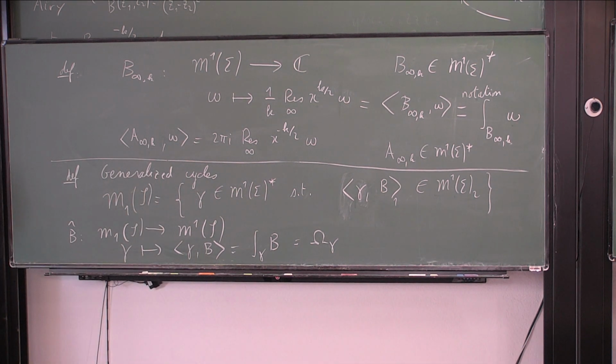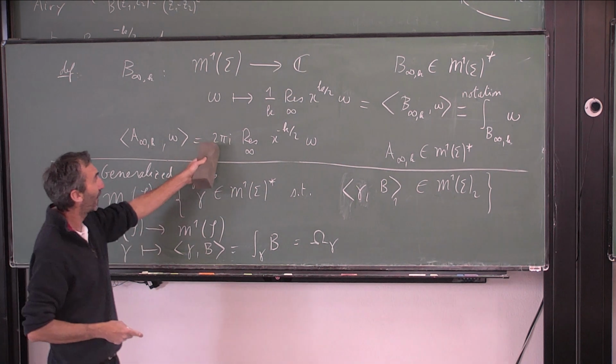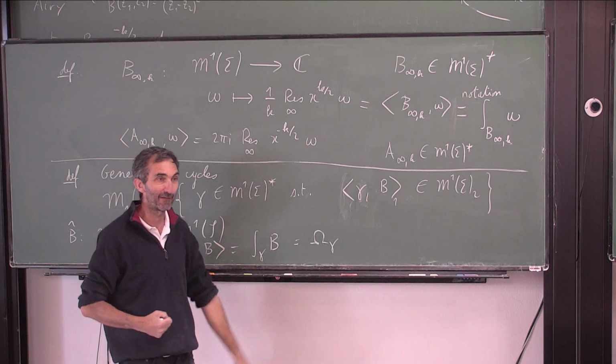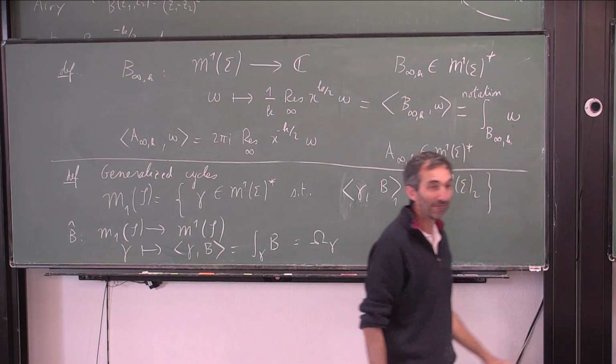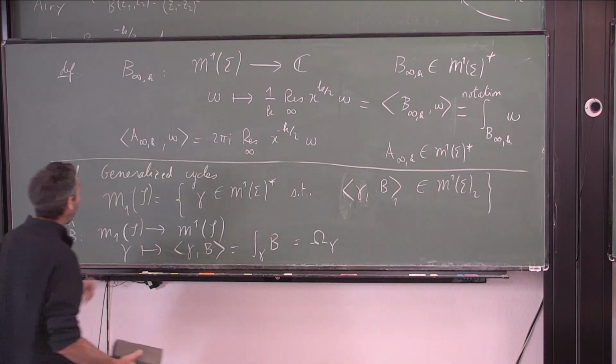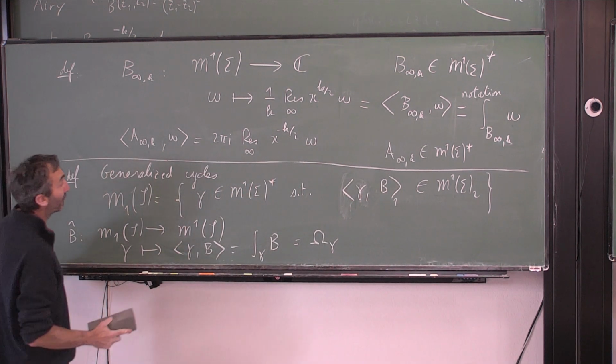Without the 2 pi i. I mean, residue is with 1 over 2 pi i, but I really wanted the contour integral, so that's why I really need this 2 pi i here on this 1 over k. Otherwise, it will not be a symplectic basis. Okay. So, this is my definition of generalized cycle.